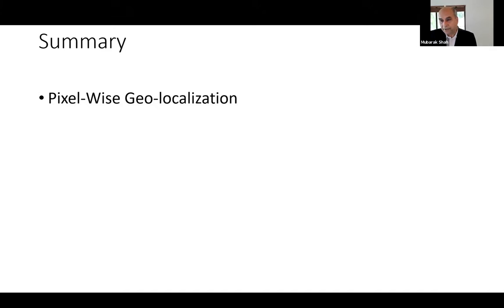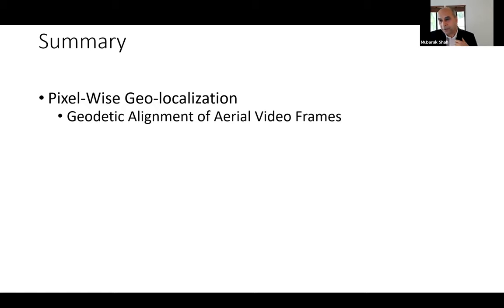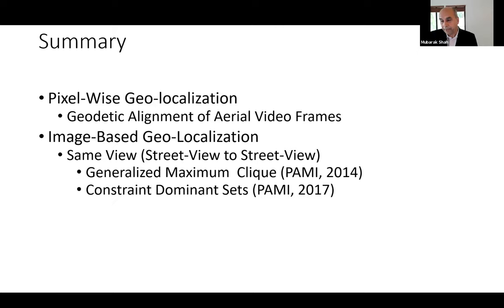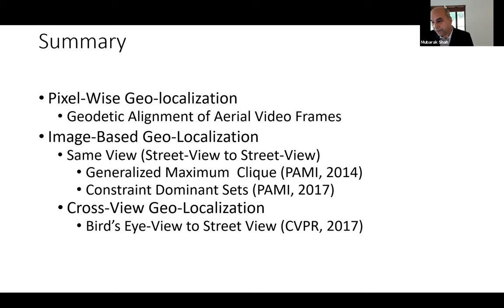So this was pixel-wise geolocalization, with traditional photogrammetry people, where you look at what they used to call tie points. But the main thing was having the sensor model and all the metadata and so on. It's a very fine geolocalization. You can find the GPS location of each pixel, and that's what is used for targeting. Then image-based geolocalization is more computer vision, image retrieval. So we talked about same view, street view to street view, with maximum clique and constraint Nuanimu. Then I went to cross-view geolocalization, where we did bird's eye view to street view, and then I ended with the discussion on aerial to ground view.